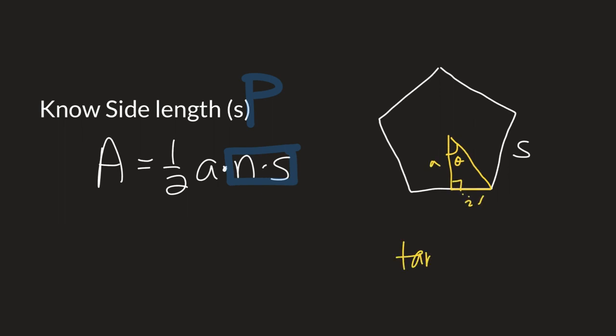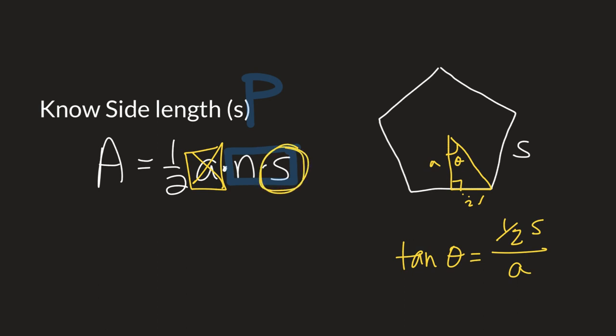And there's still that tangent relationship. The tangent of your angle is always half of s divided by your apothem. And in this case, we want to get rid of your apothem so that we only have s in your equation, which means I need to manipulate this equation and solve it for a.